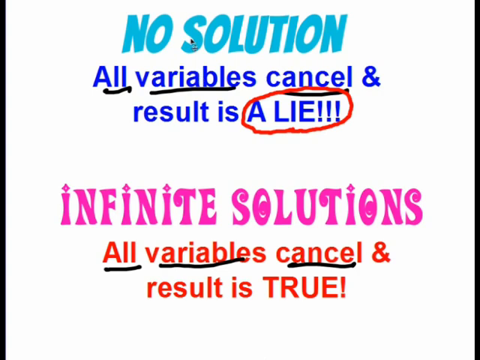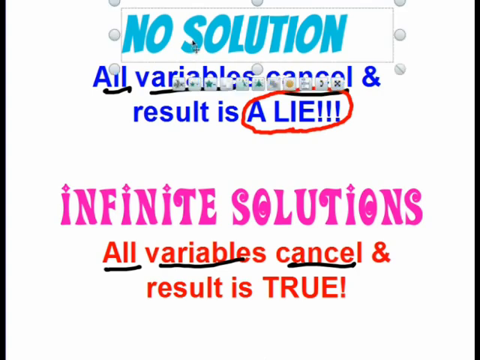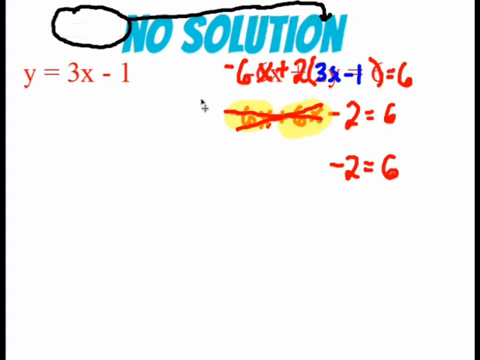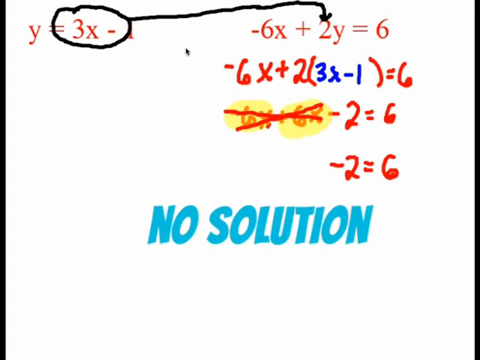So go back here and copy no solution and write that as your final answer. Or not. There we are. Sorry, it's hard to write with these webbed fingers. So no solution is the correct answer. Once again, that is the case because negative 2 is not equal to 6. We've been caught in a lie.